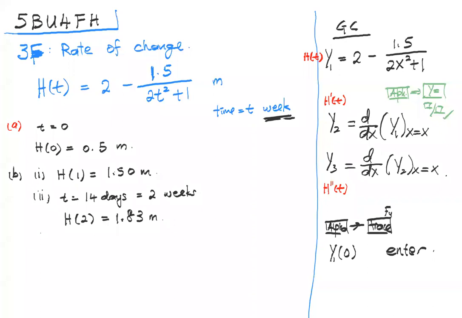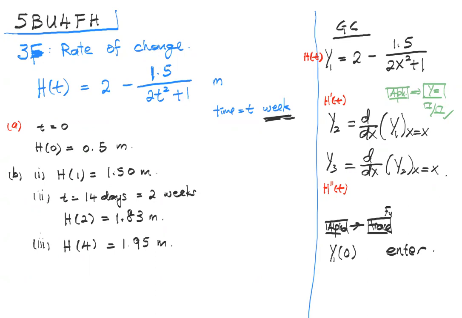Done. Then the last one, that is h(4). After 4 weeks, what is the height? 1.95 meter. Done. You see? This thing can be done in less than 3 minutes.